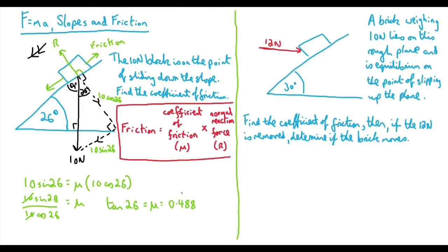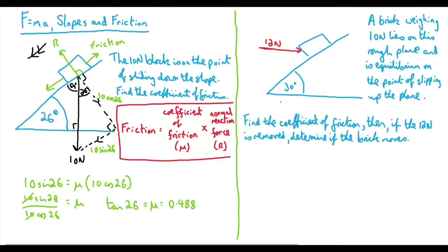What if, though, we had some other forces acting on our object on the slope? Over here, we have a brick weighing 10 newtons again, and it lies on a rough plane and is in equilibrium on the point of slipping up the plane this time. Well, how could it possibly be on the point of slipping up the plane? That's because we now have this 12 Newton force applying horizontally to the right on it, and that is going to have its own components, just as the weight has components, that is trying to push it up.